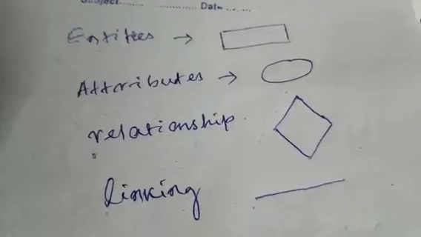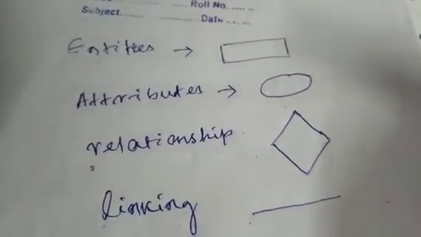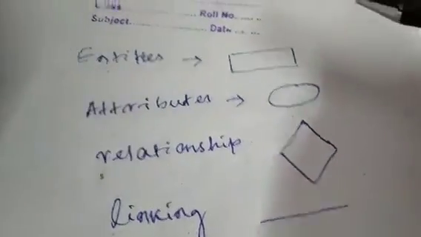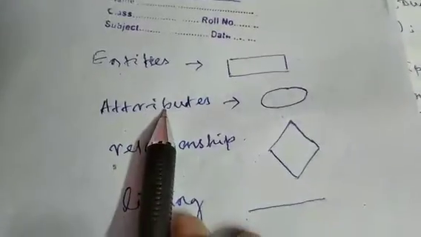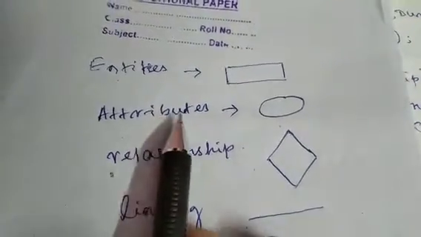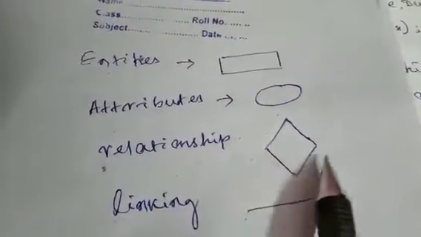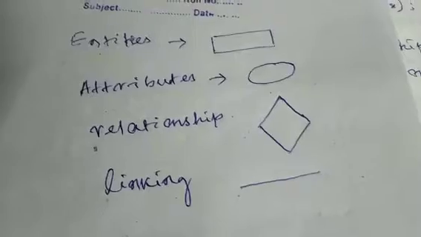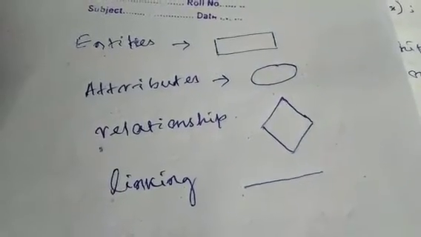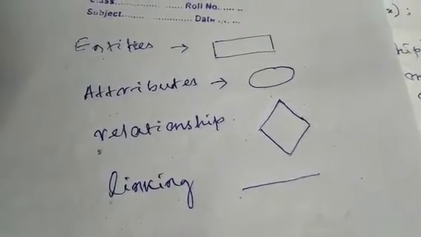In the ER model, we use different symbols. Entities are represented with a rectangle symbol, attributes are denoted with an oval symbol, and relationships with a diamond symbol, and linking is done with a line. This line indicates the linking. So in the ER diagram, we have relationships between entities. ER means entity relationship diagram.